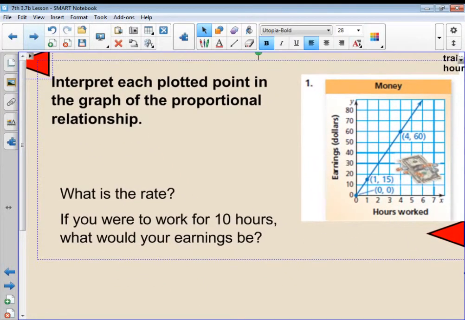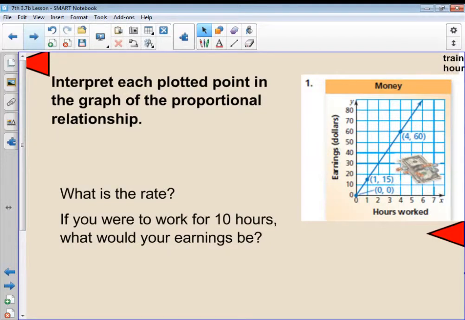Okay, so here's our next information. It says interpret each plotted point in the graph of the proportional relationship. So we have money here, and they want us to interpret each point. So I'm going to go ahead and do my points of 0, 0, 1 comma 15, and 4 comma 60. So we're going to go ahead and interpret what each of those means.